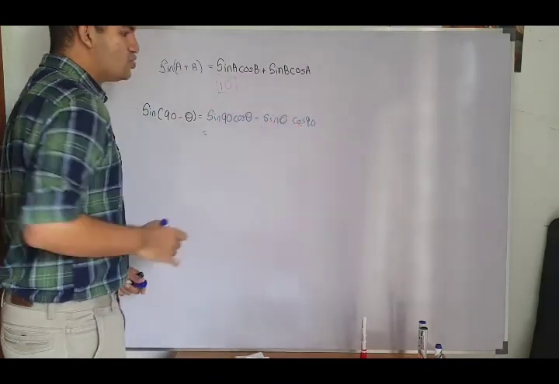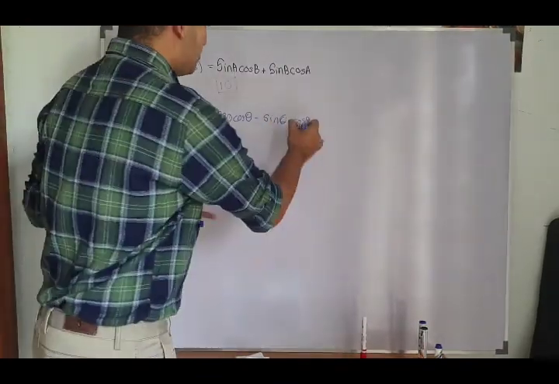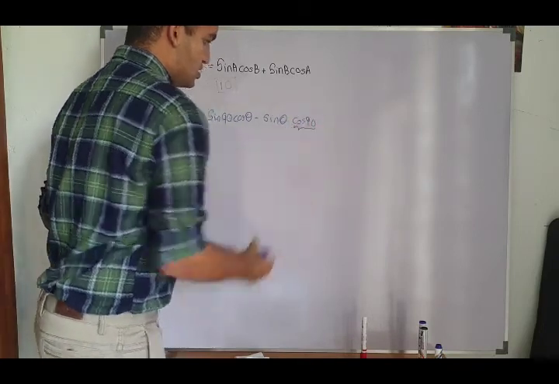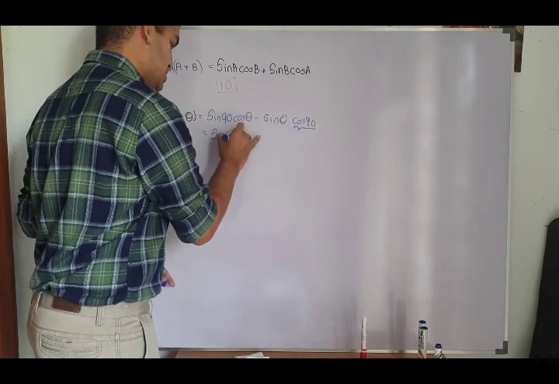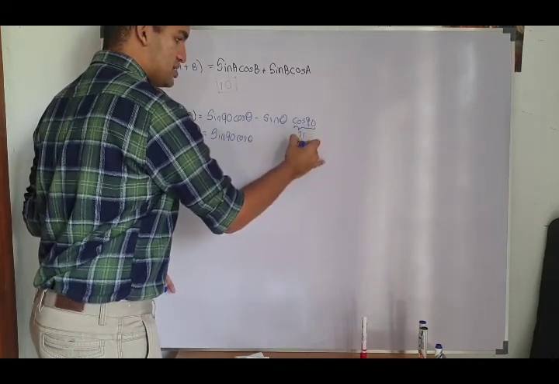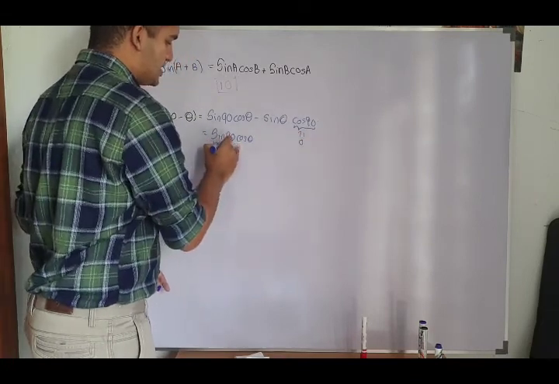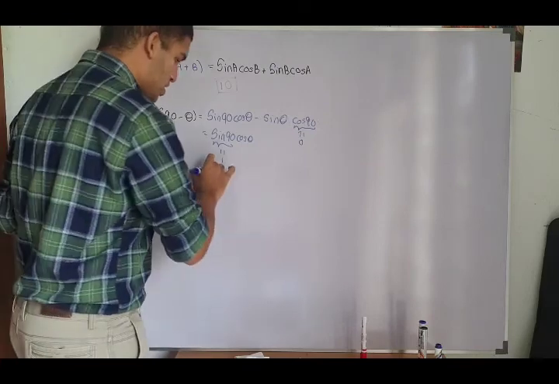So cos 90, you know that it's zero, and anything multiplied by zero is zero. So sin 90 cos theta minus 0, and sin 90 is equal to 1. So 1 into cos theta will give you cos theta.